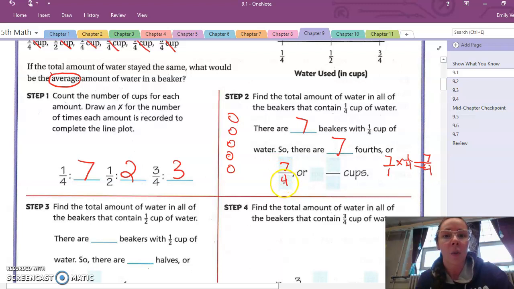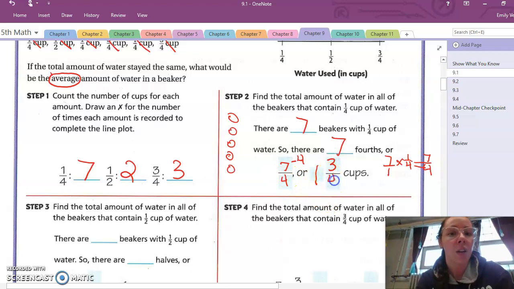How many times does 4 fit into 7? Only goes in 1 time because 2 times 4 is 8, and that's too big. So 1 times 4 is 4, so we take that away from the 7. 7 minus 4 is 3. Keep your denominator. So there are 1 3/4 cups total for all of the beakers that hold 1/4.